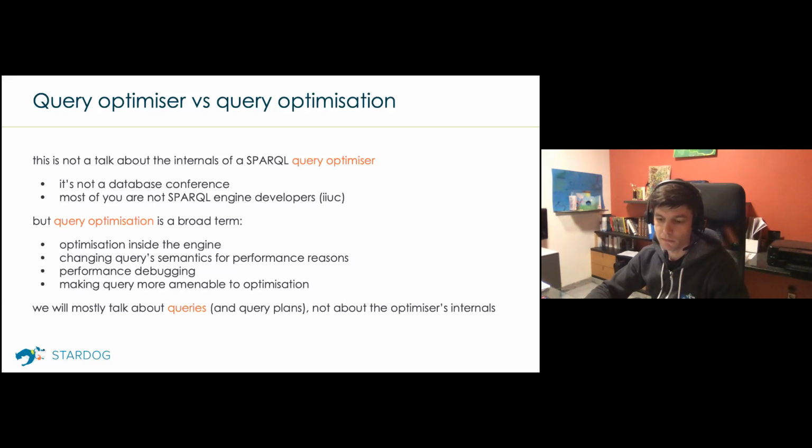So this is not a database conference. I will not go too deep into the cutting edge optimization techniques. There will be no math on the slides. Instead, I will try to show typical performance problems which people experience when they run SPARQL queries, why those happen, how to recognize them, how to change your queries such that they have semantics which is more amenable to optimization, how to analyze query plans, and so on and so forth. So we will talk more about queries rather than optimizer internals.